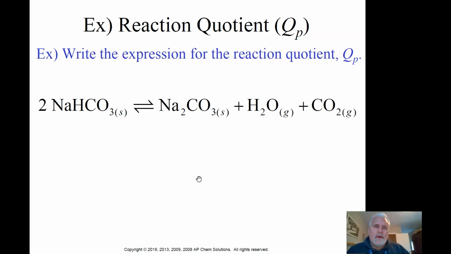All right, so write the expression for the reaction quotient Qp for this reaction. Give it a try. Hit the pause.